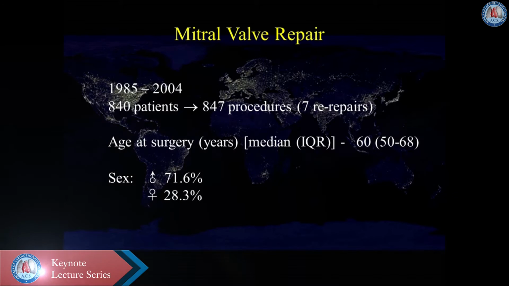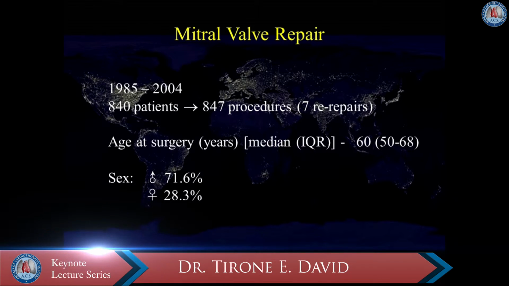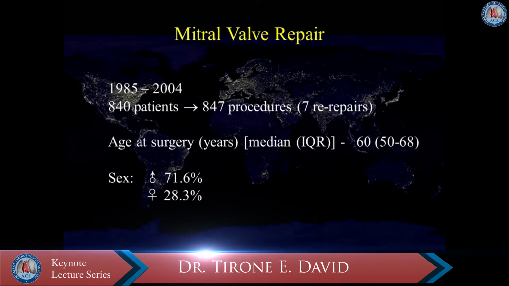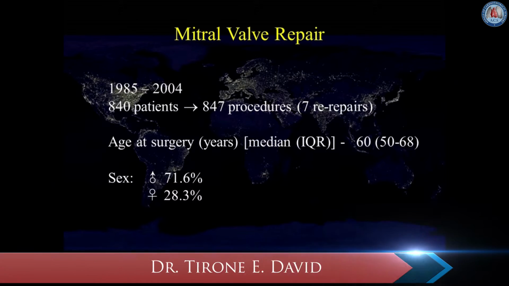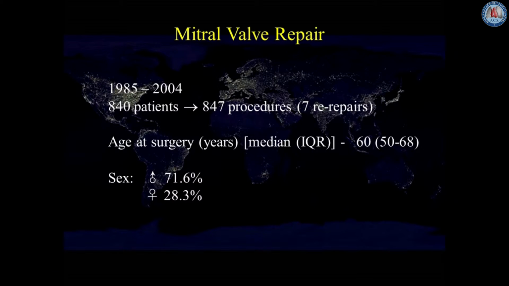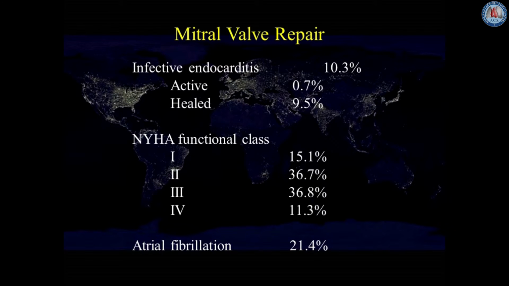We reviewed 140 patients operated on from 1985 through 2004. 7 patients had a second repair during this time interval, and they were re-entered as new patients for analysis. The median age was 60 years, and most patients were men. 10% of the patients had history of infective endocarditis or even active endocarditis in a small proportion.